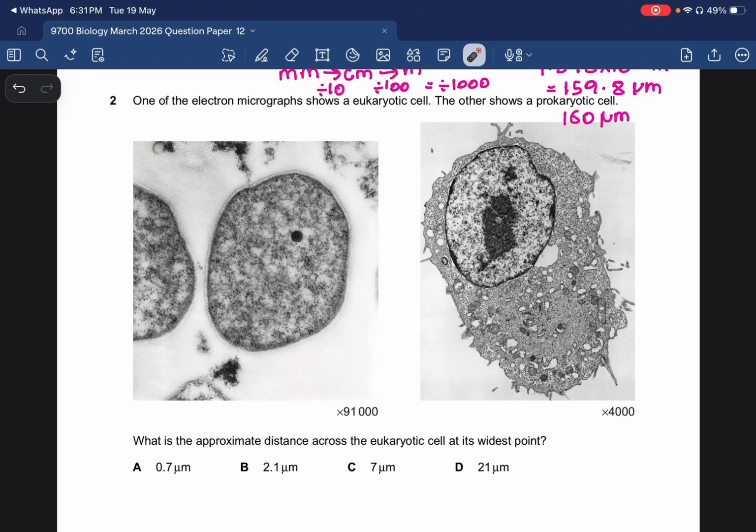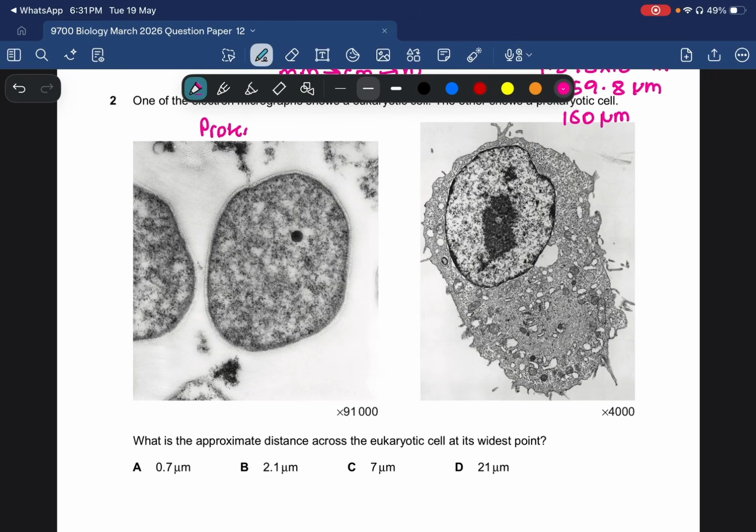Normally, in other pictures, in other diagrams, nucleus looks something like this, right? Which is exactly what we see right here. So, because we do not see a well defined or a true nucleus here, this is a prokaryotic cell, this is a eukaryotic cell. Right. Step number one is done. So, this is prokaryotic and this is eukaryotic.